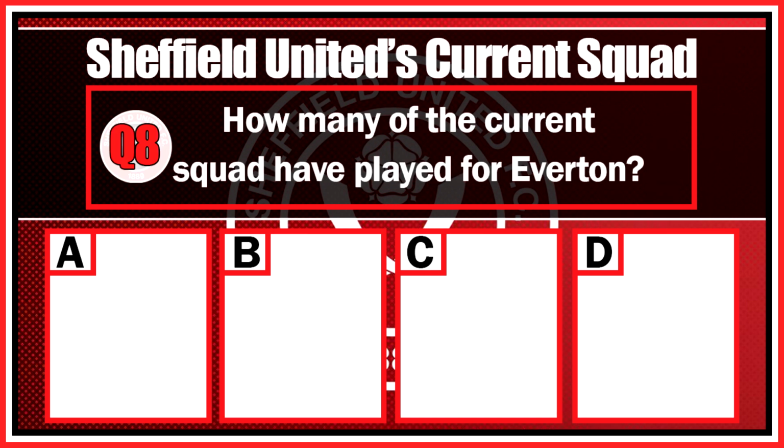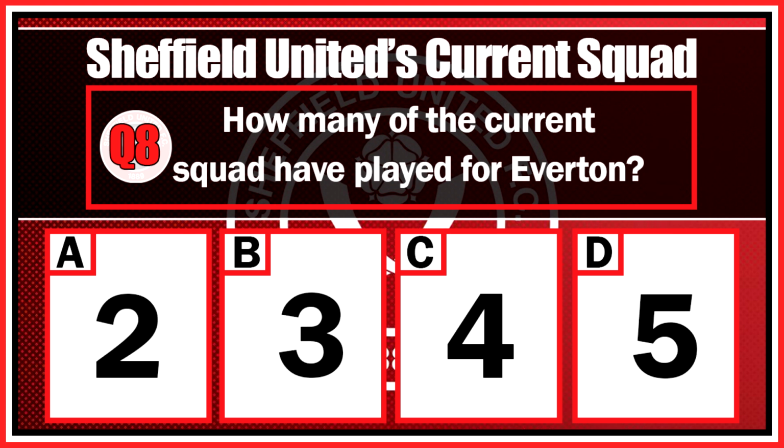Question number 8. I'll explain this one a little bit more too. How many of the current squad have been on the books at Everton? Is it A, 2? Is it B, 3? Is it C, 4? Or is it D, 5?